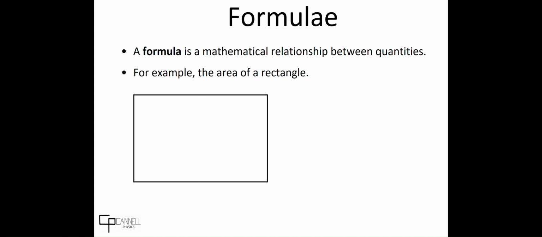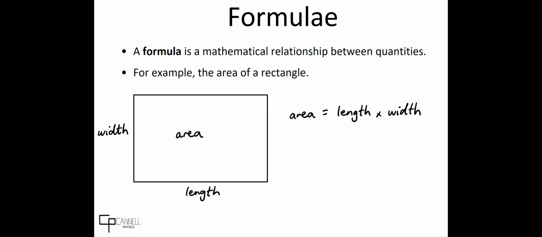And we know what a rectangle is, and that there are three quantities we can look at: width, length, and area. And these three quantities are related by this formula: area equals length multiplied by width.